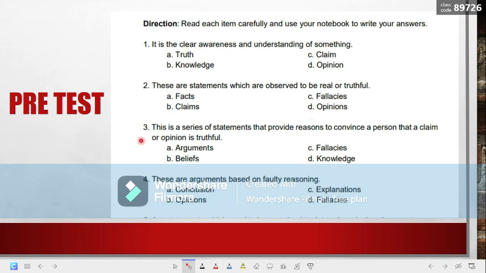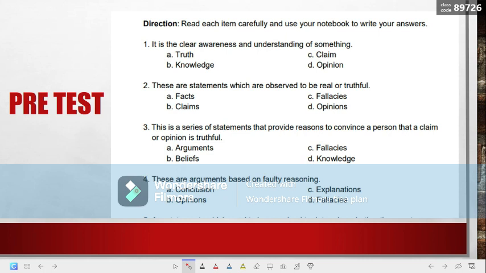Let's proceed to number 3. This is a series of statements that provide reasons to convince a person that a claim or opinion is truthful. Is it letter A, arguments, B, beliefs, C, fallacies, D, knowledge?